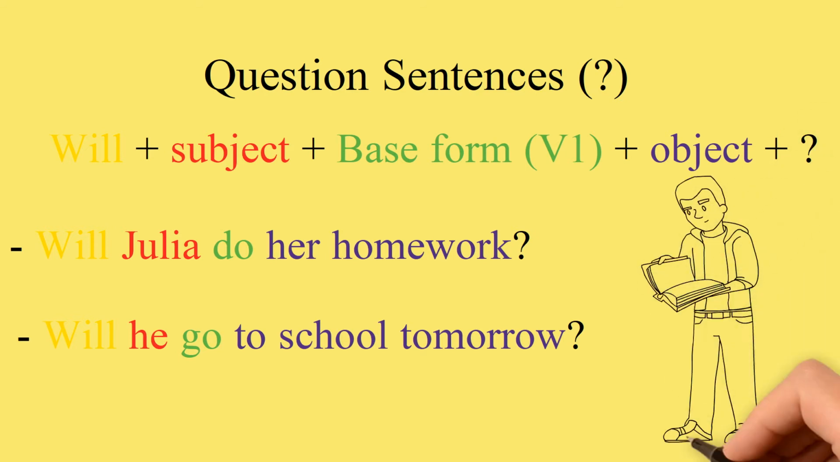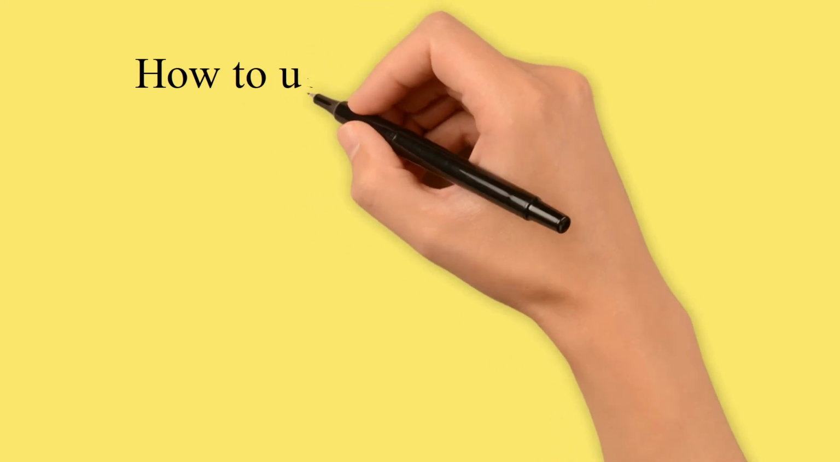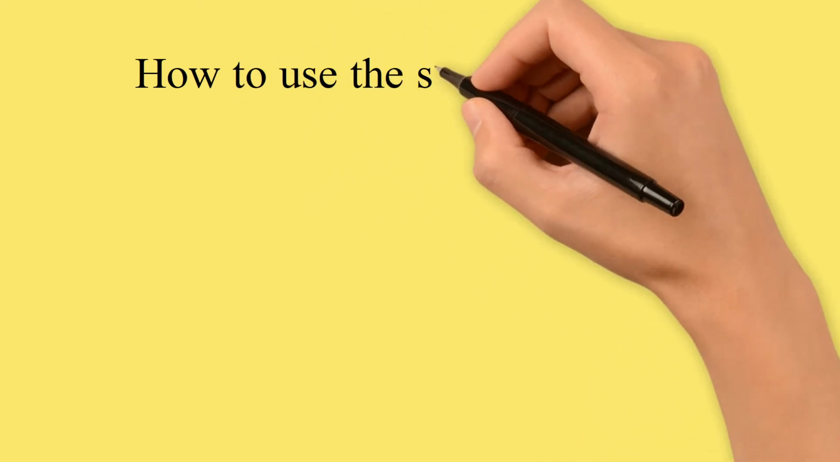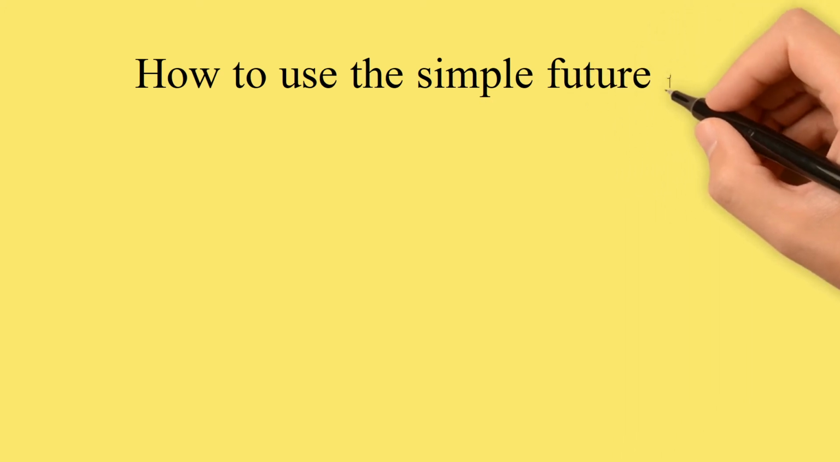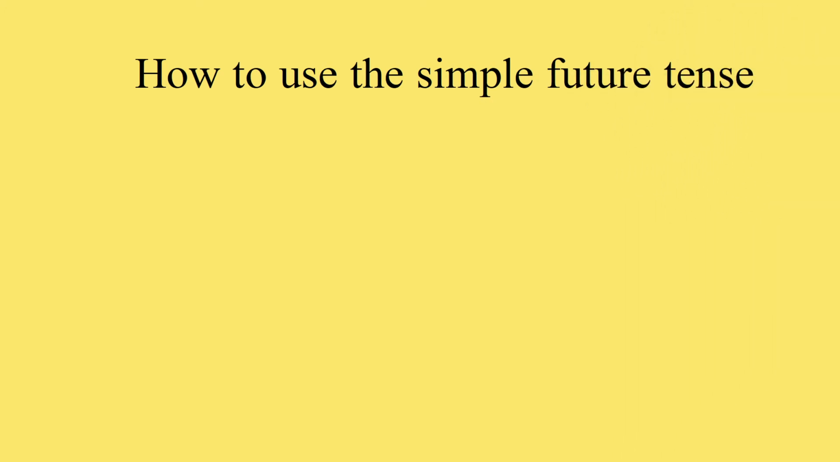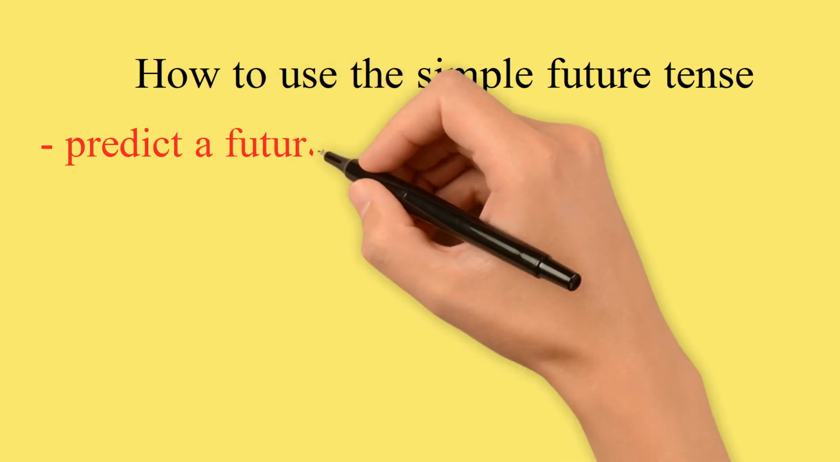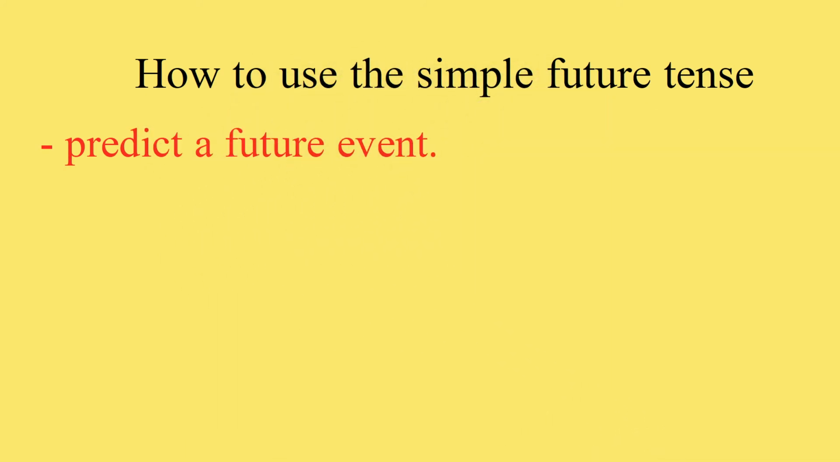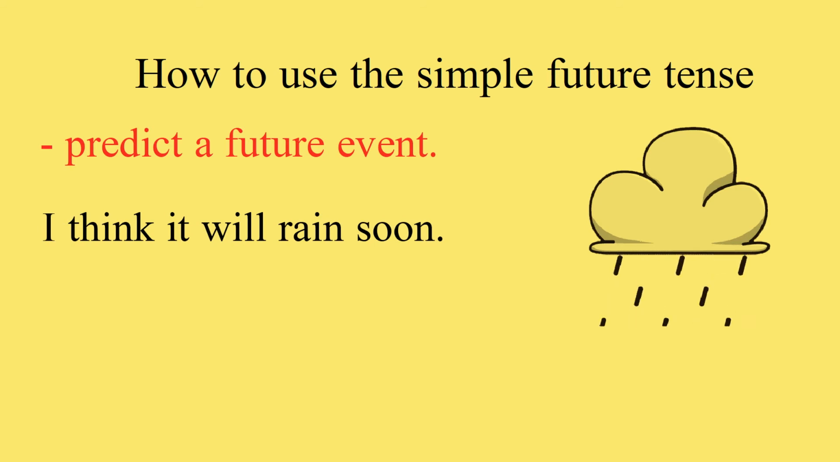How do you use the simple future in a sentence? Now that you know how to form this tense, here is how you can use it correctly in your sentences. You can use it to predict a future event. For example, I think it will rain soon. I am sure he will pass the exam.